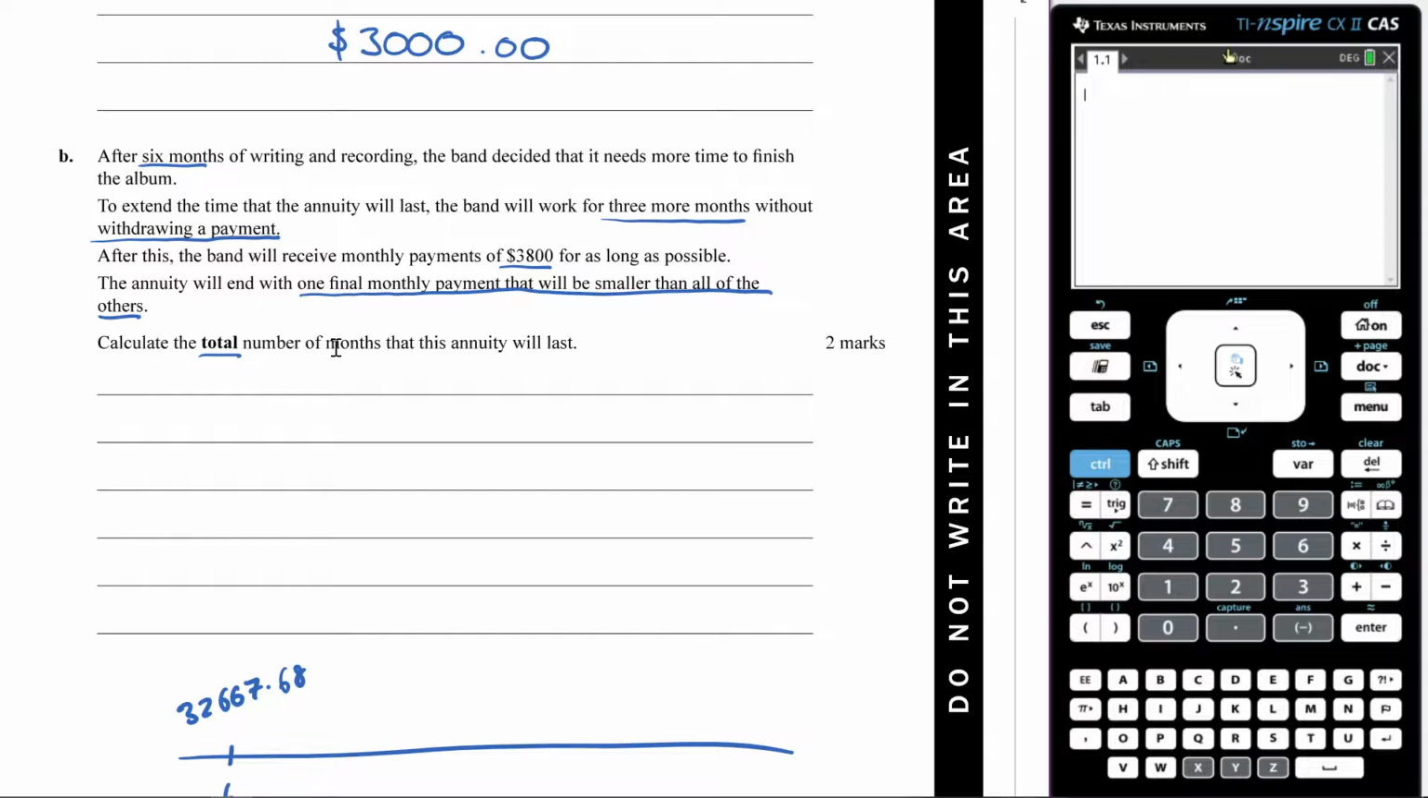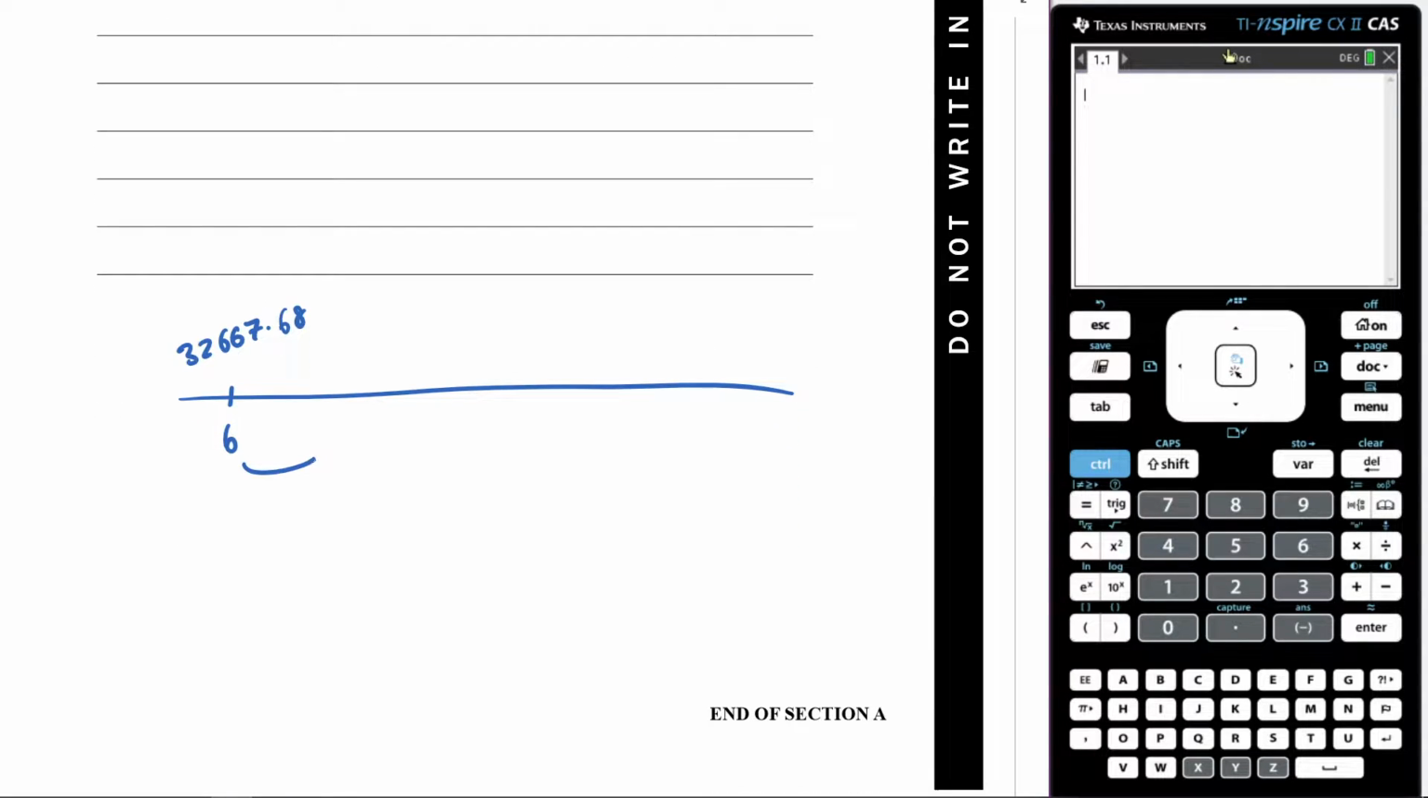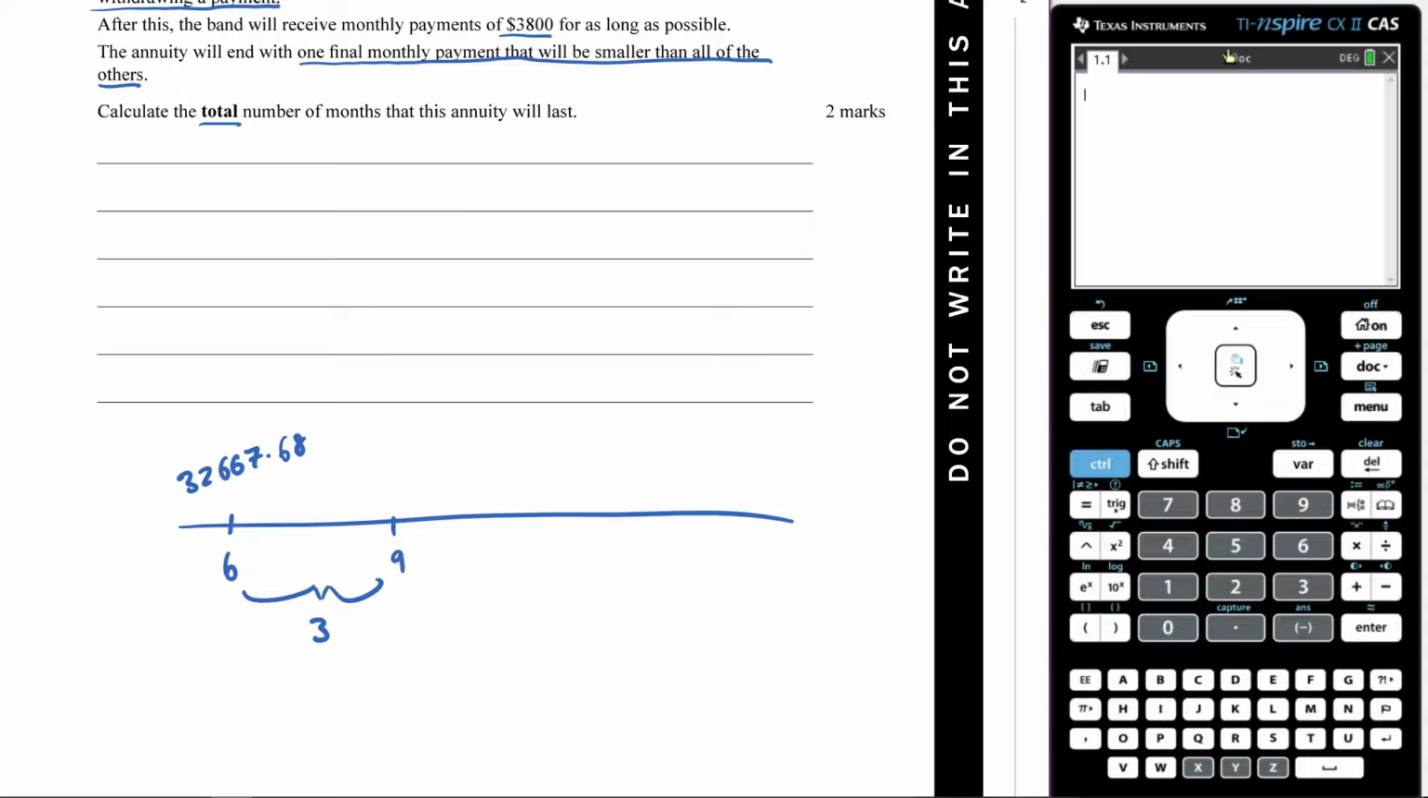These people want this annuity to last longer, so what they decide to do is to work 3 months without withdrawing a payment. So I want to now go 3 months in the future from this date, which is going to take me to 9 months, and I want to find out how much is going to be in the account after 9 months. And this is probably something I would want to write down here. So in 9 months, how much is going to be in my account?